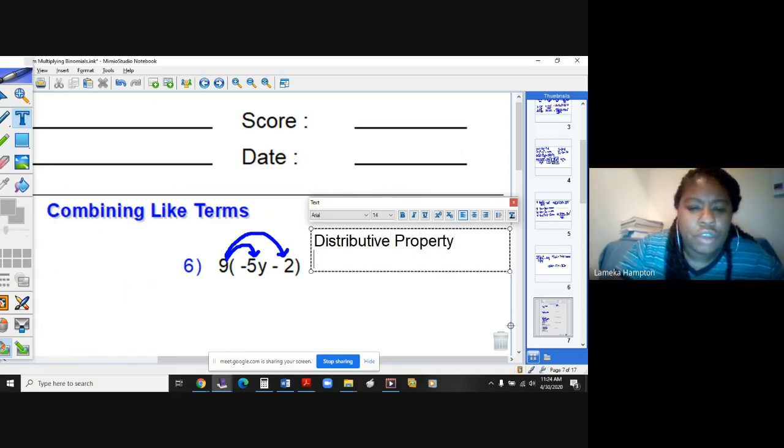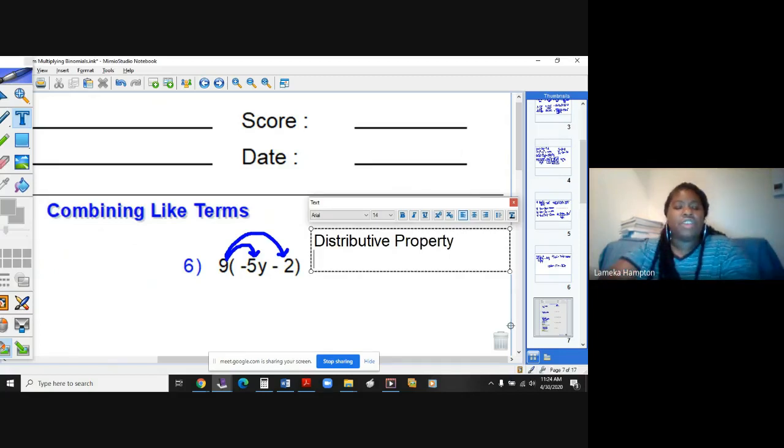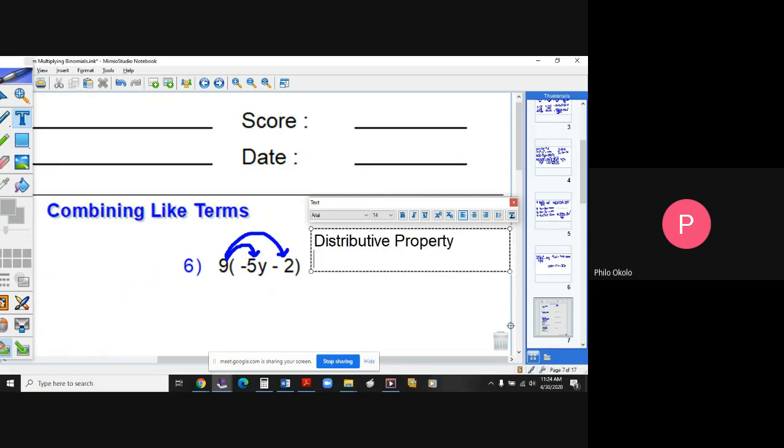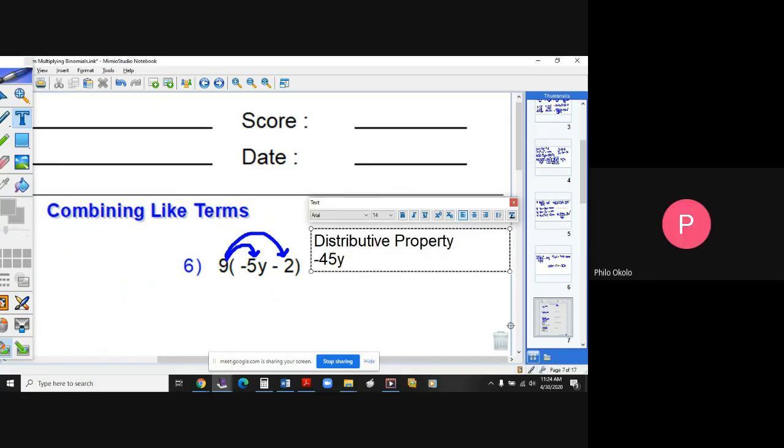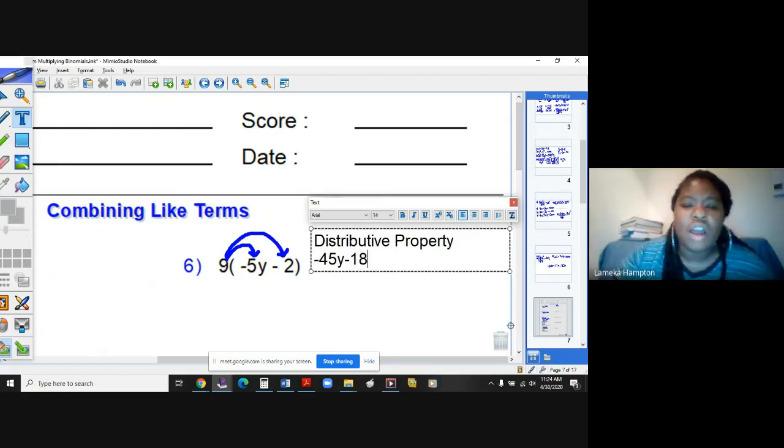All right. So when I do that, tell me what I'm going to have. Negative 45y. Okay, negative 45y. All right. And minus 18. Minus 18. Yep. Both of you all are correct. Negative 45y minus 18. That's it. That's my answer.